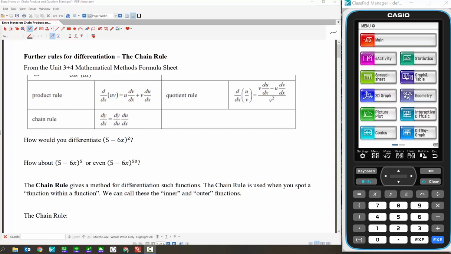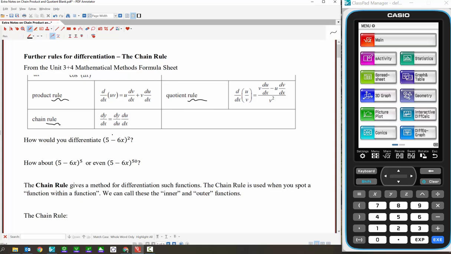In this video we'll go through the 3 rules that we use in Year 12 to differentiate functions. So it's the product rule, the quotient rule and the chain rule. We'll kick this off with the chain rule.